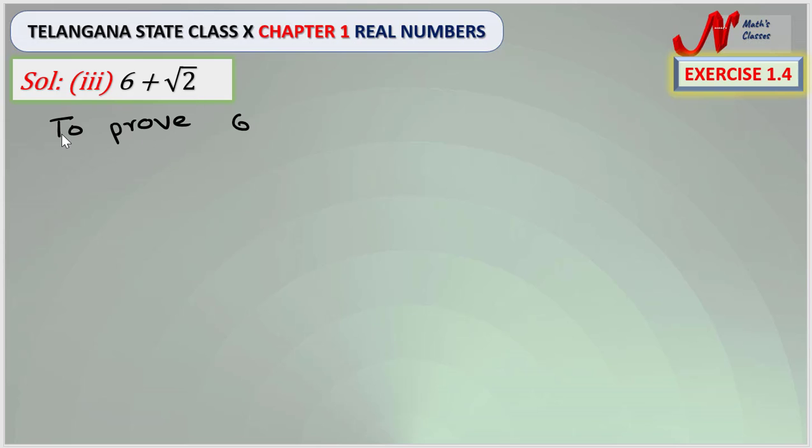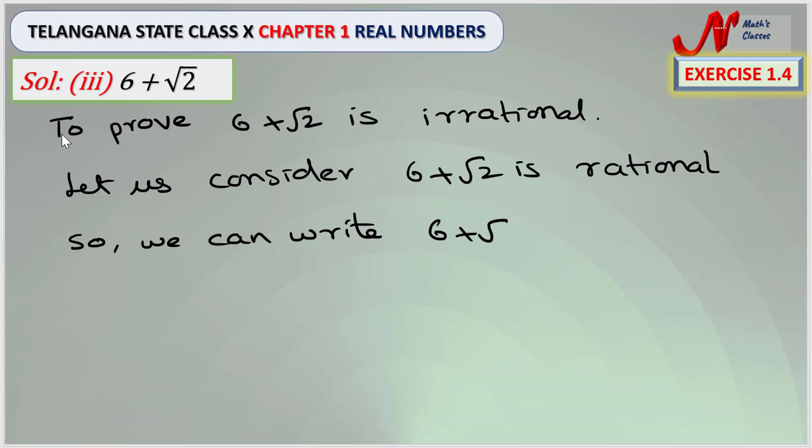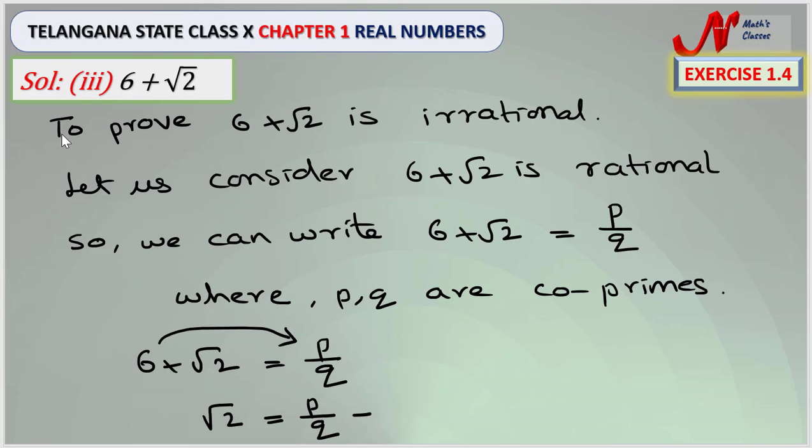To prove 6 plus root 2 is irrational, let us consider 6 plus root 2 is rational. So we can write 6 plus root 2 is equal to P by Q, where P, Q are co-primes. We already know that co-primes means they do not have any common factor other than 1. So to solve 6 plus root 2 is equal to P by Q, we transpose 6 to the RHS. So we can write it as root 2 is equal to P by Q minus 6.